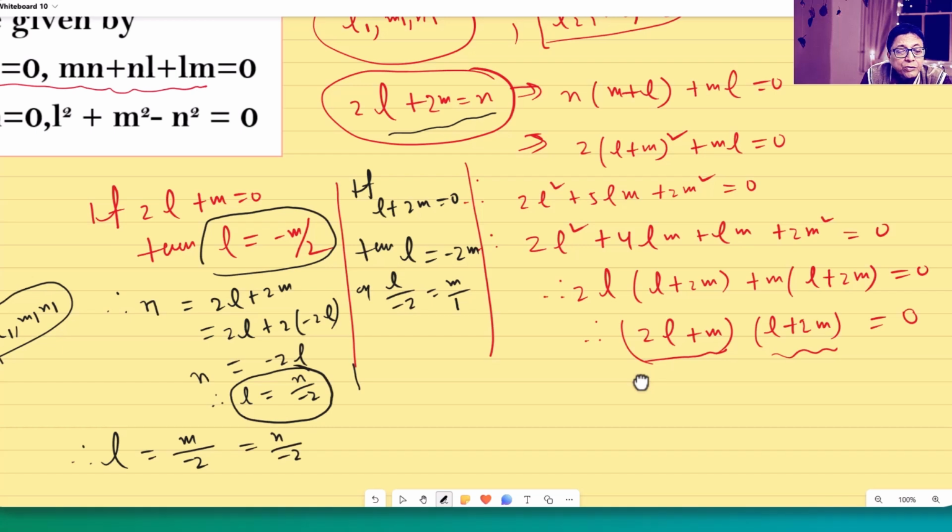You can write L by 1. And here what you get? Again, the relation is this only. From here, we got this one. From here, we got this one also.